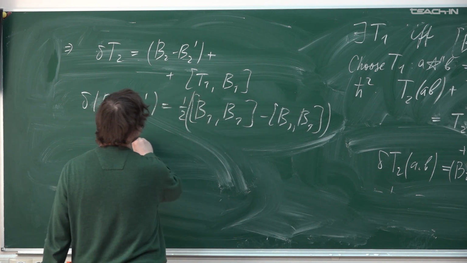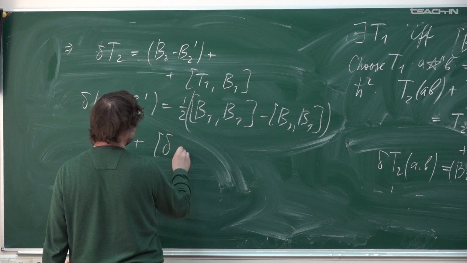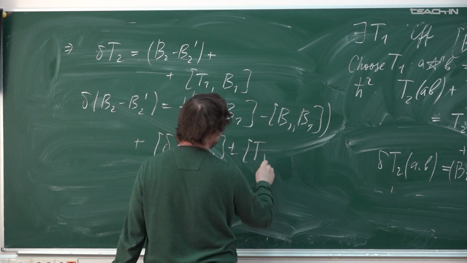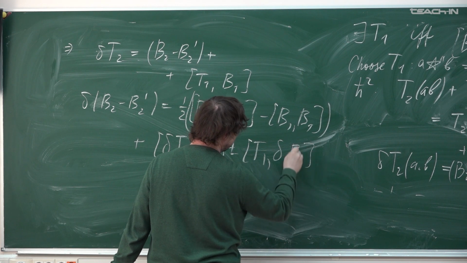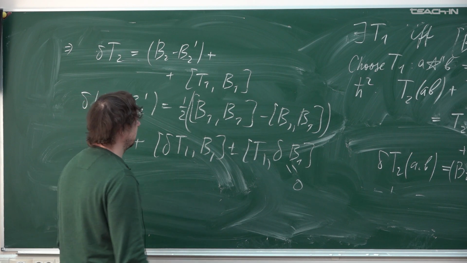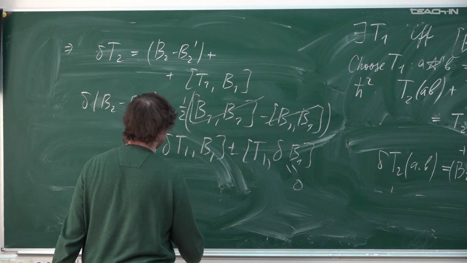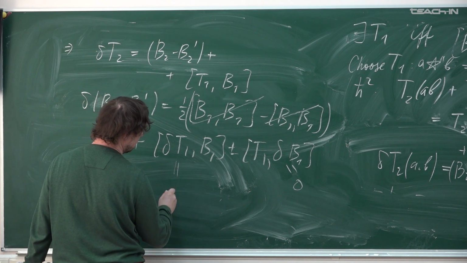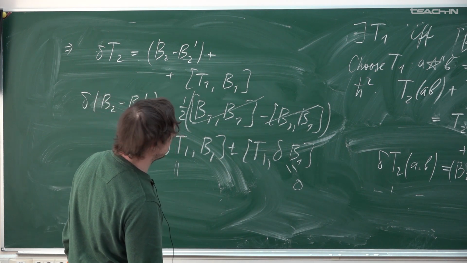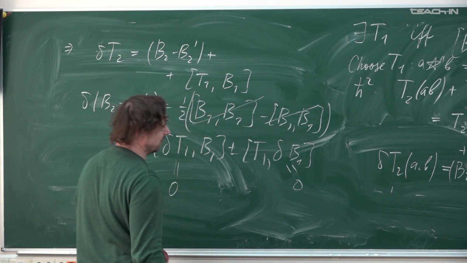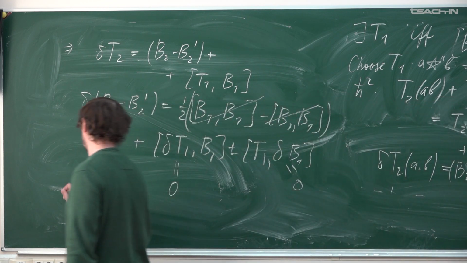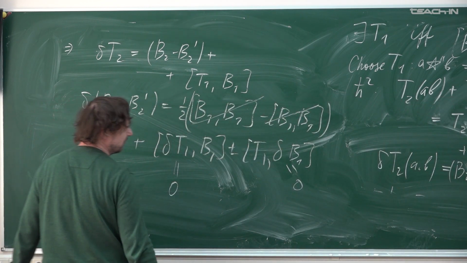As explained. Plus delta T1 B1 plus or minus T1 delta B1. But delta B1 is trivial, as you know, because B1 is a cocycle. This term vanishes, and delta of T1 is equal to 0. We can actually take T1 equal to 0. Why? Because in degree 1, we're already done.